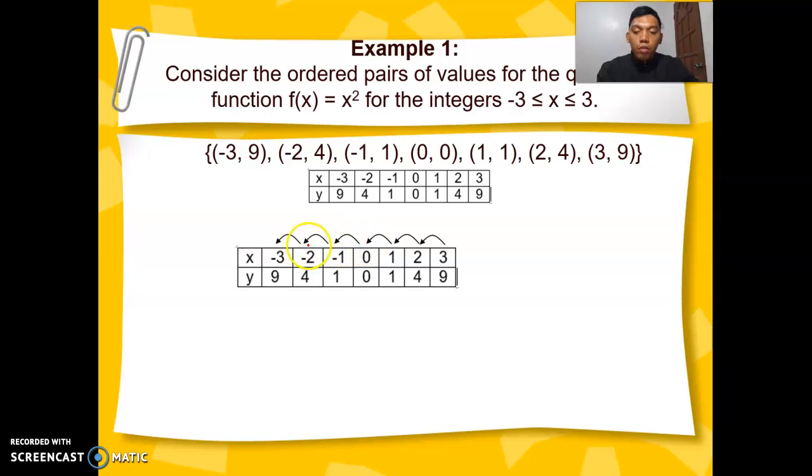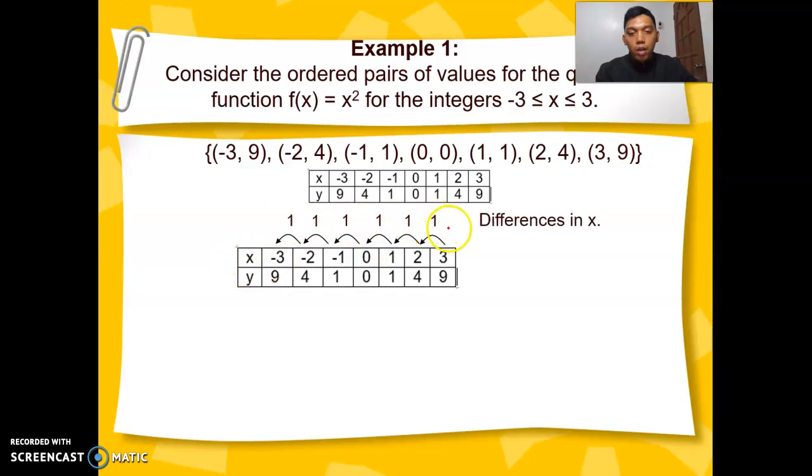If we take the difference, we subtract, like negative 2 minus negative 3, that's 1, right? Then negative 1 minus negative 2 is 1. 0 minus negative 1 becomes 1. 1 minus 0, that's 1. 2 minus 1, that's 1. 3 minus 2, that's 1. These are the differences in the x-axis, right?